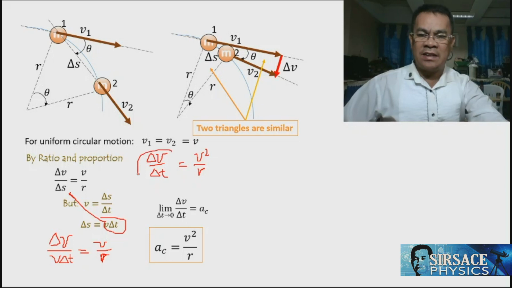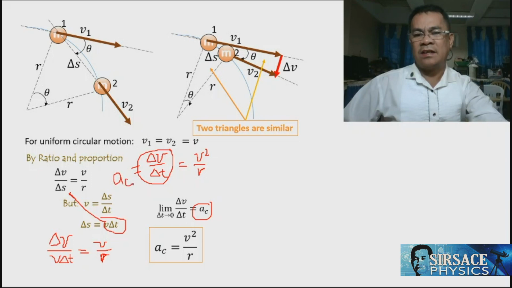Now, analyze this one. Remember, what is this? Change in velocity per time interval. Now, if we take a limit of delta V over delta T as delta T approaches 0, the result becomes the instantaneous acceleration. We call this the centripetal acceleration. So the centripetal acceleration is equal to V squared over R. Okay, this is it. I survived.